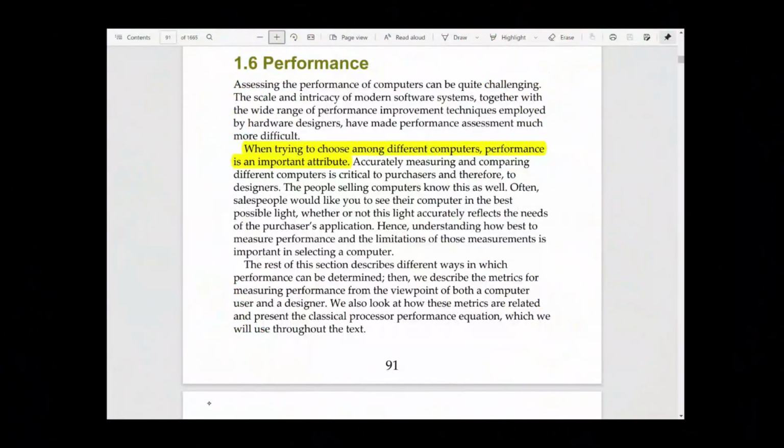So in chapter 1, if you start reading from the beginning, there are many basic introductions about computers that I have already covered in the first two lectures. So I am skipping all those things. If you are interested, you can read the initial sections of these chapters, but those are not directly important in terms of exam. So that's why I'm starting from 1.6, that is called performance.